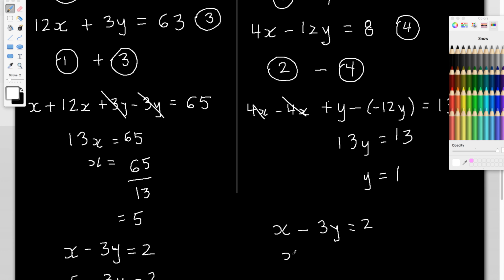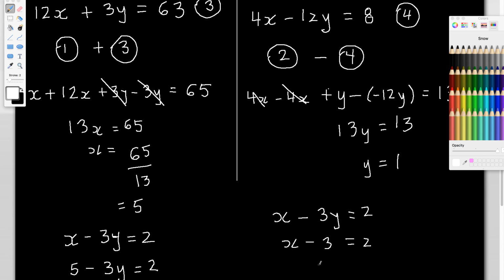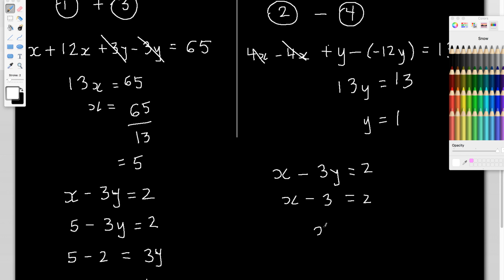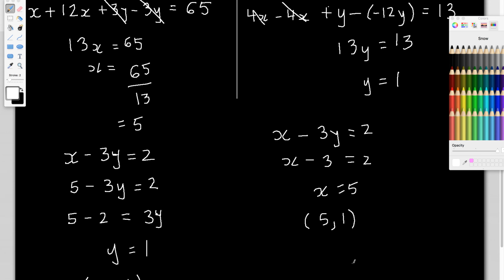So x minus 3 times 1 is 2, so obviously x is equal to 5. So, 2 different methods in terms of what I did with the equations. I created equivalent equations in both cases, but I did it a different way.